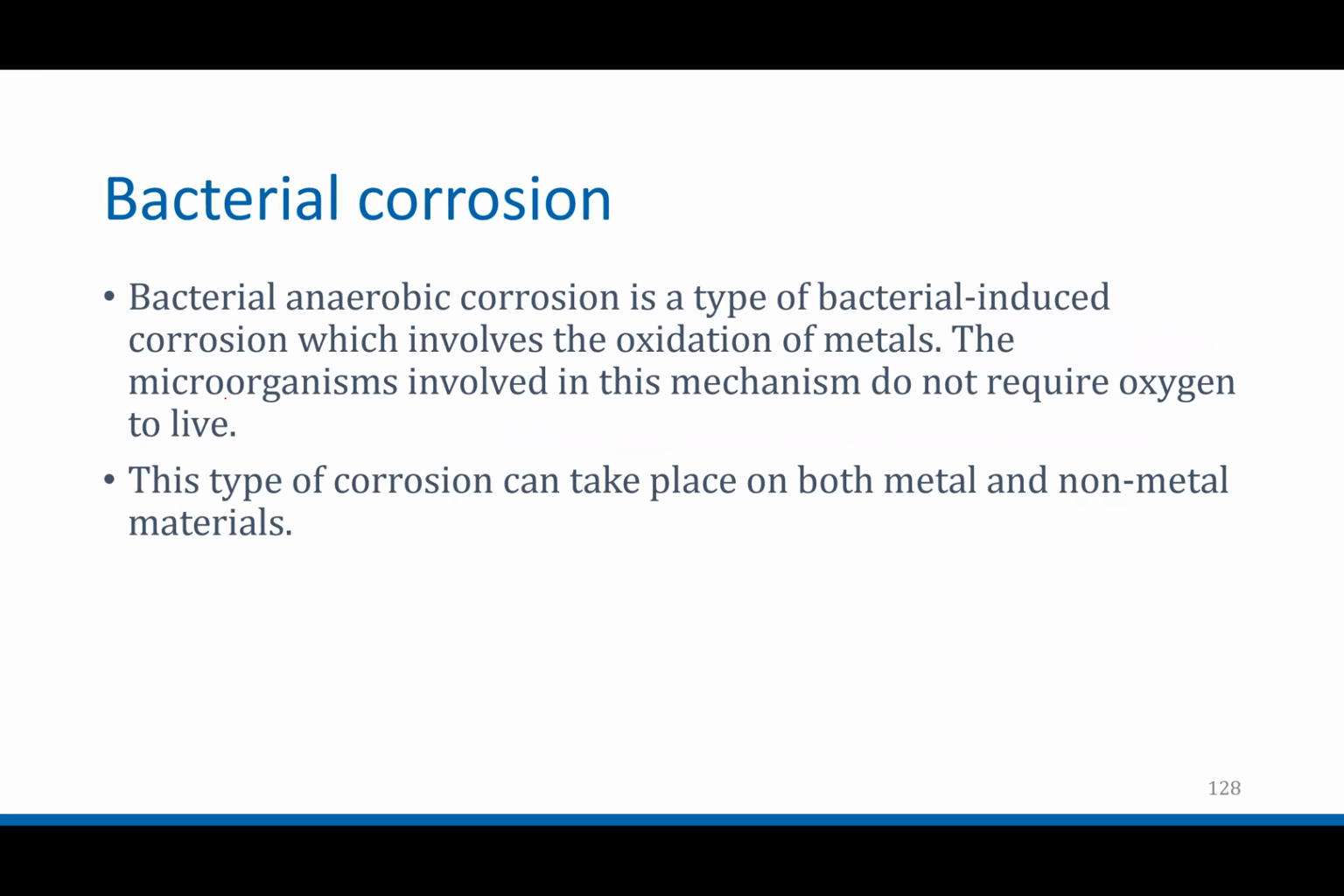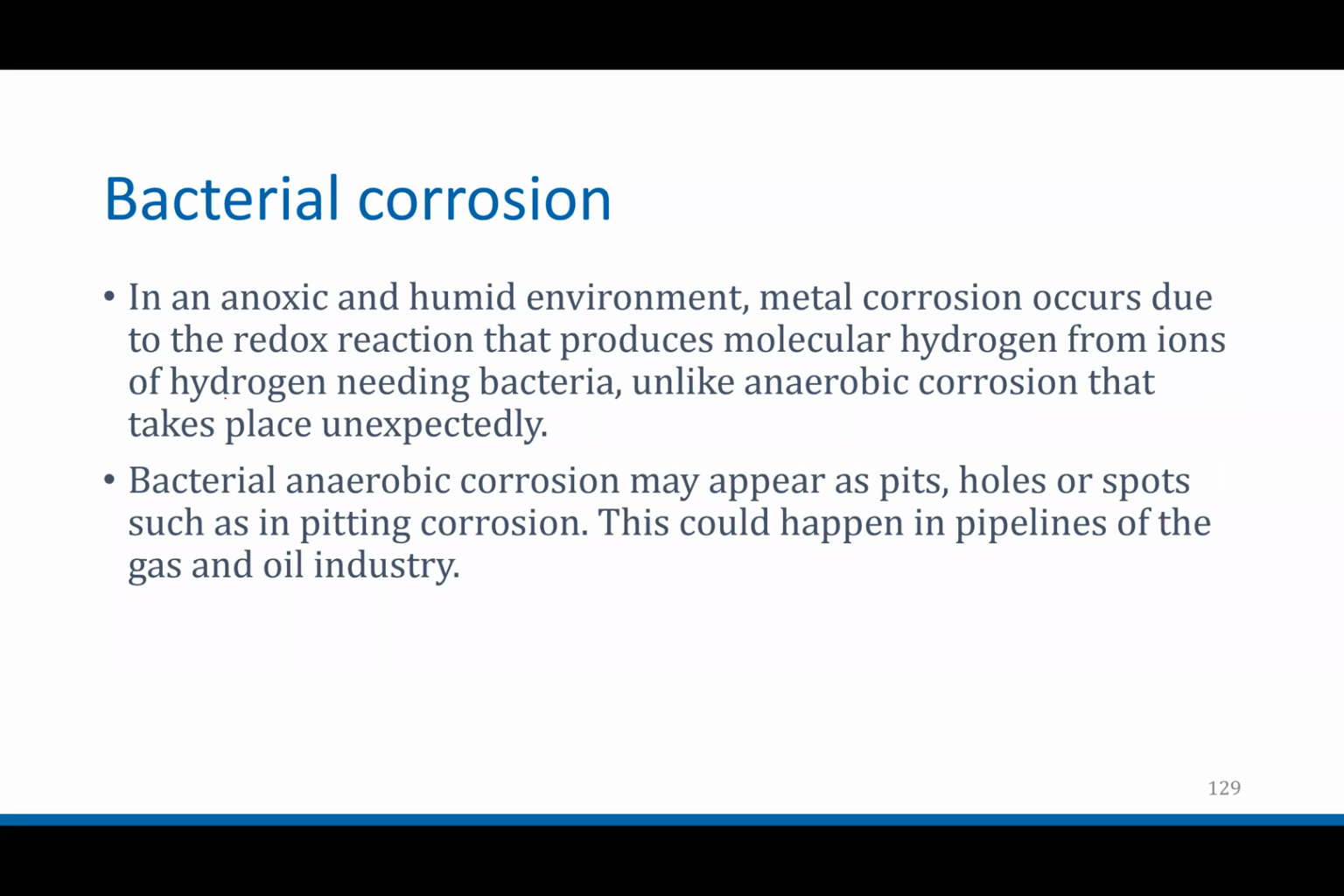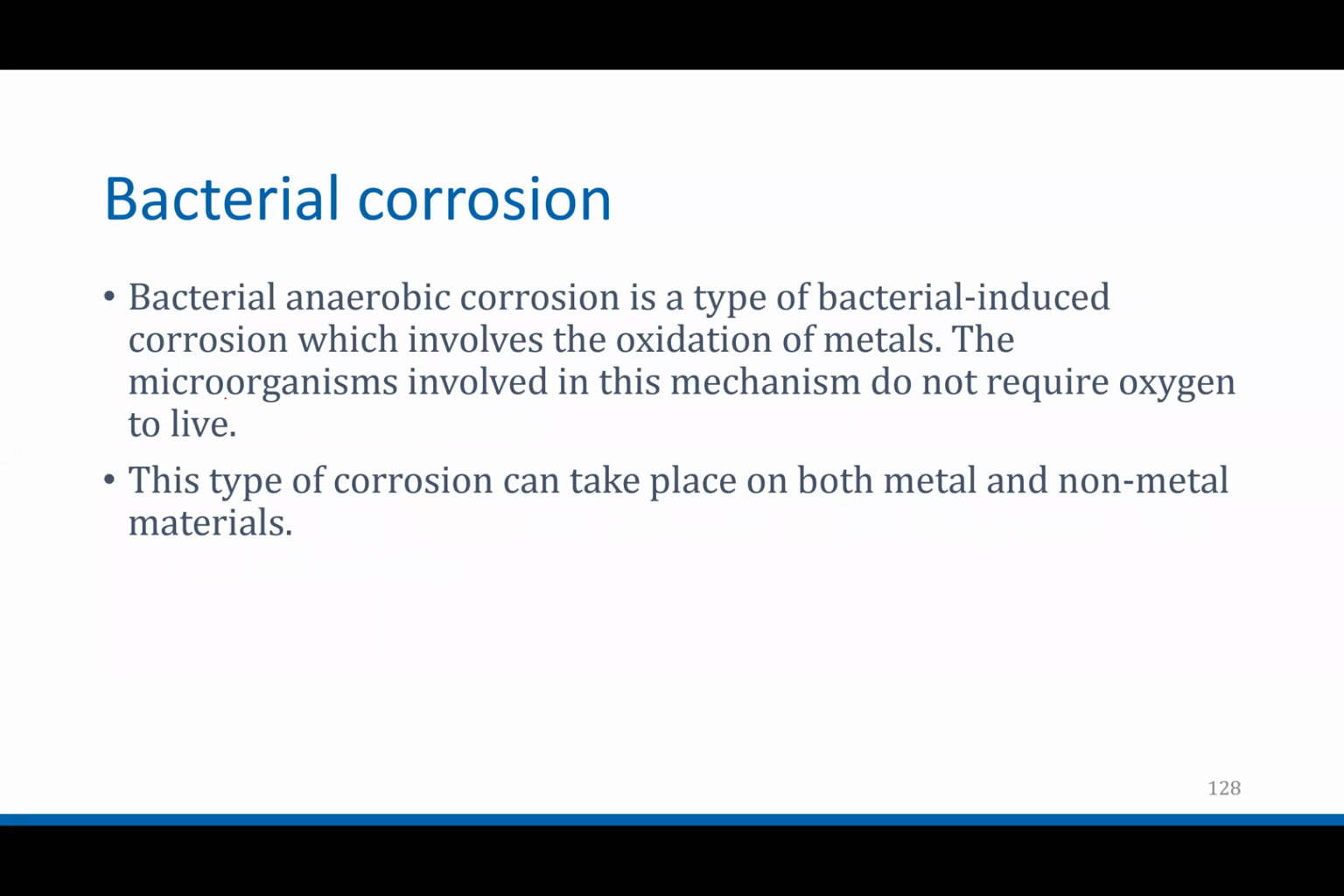The last and final type of corrosion is bacterial. This is corrosion where bacteria, so living organisms, can cause corrosion. This is definitely not something that we deal with too much in chemistry. This is more a biology example. But bacterial corrosion can happen on any type of material, metal or non-metal. Bacterial corrosion does not require oxygen. This is about the only thing you would need to know about bacterial corrosion.